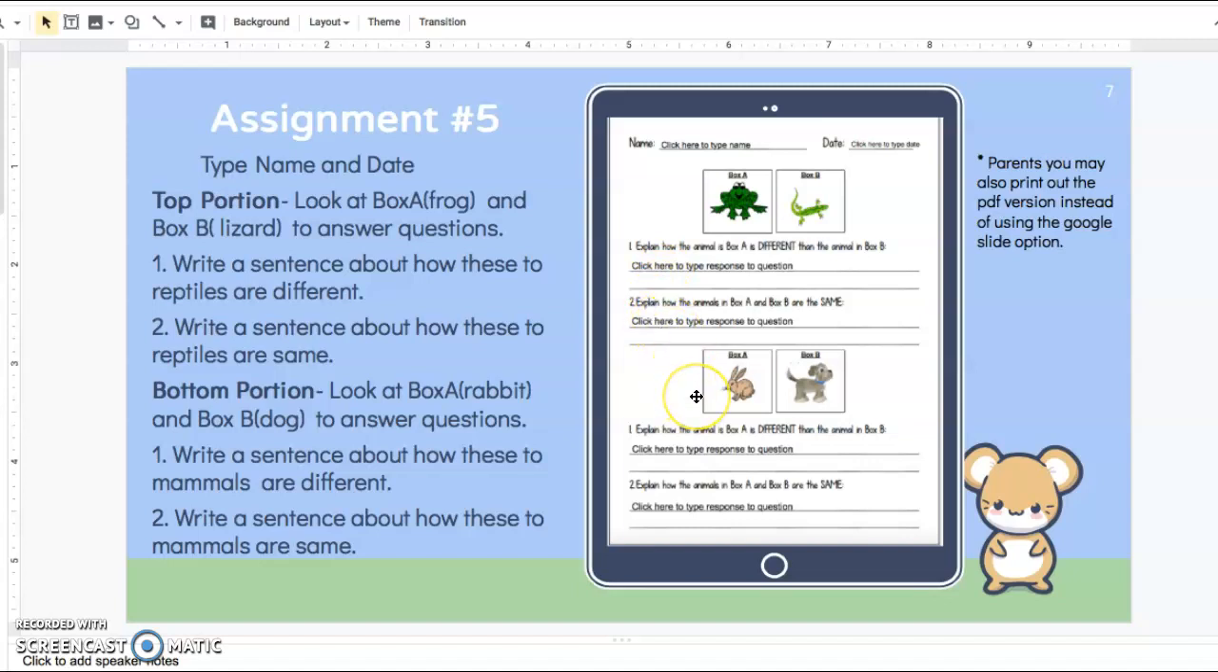Then you look down here. In box A, we have a rabbit, and in box B, we have a dog. You're going to type for question 1 how they are different, and question 2 how they are the same. Parents, I'm also going to upload a PDF if you feel more comfortable having your child print it out and write it instead of typing it into Google Classroom.